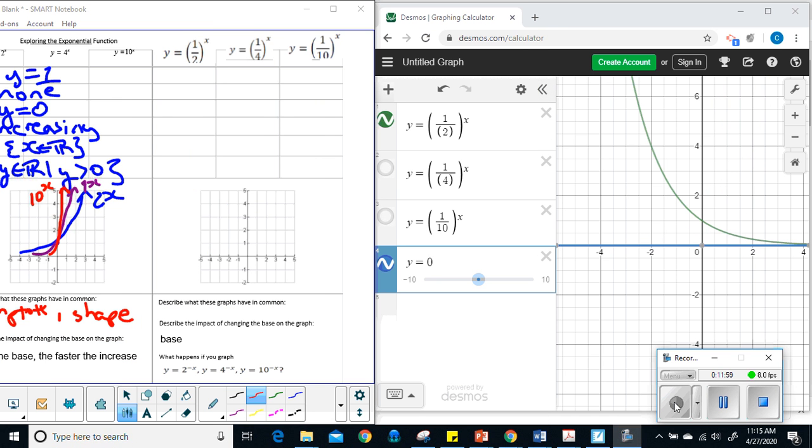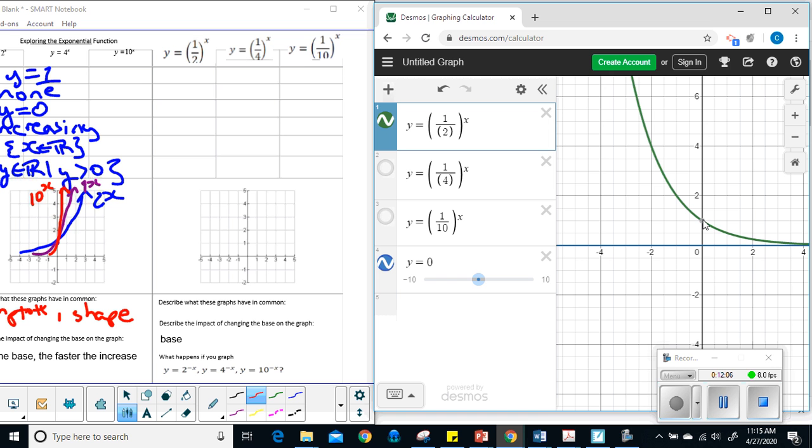Now let's see what happens when I turn my base into a fraction. Here I have 1/2 to the x. It's still going through the y-intercept of 0, 1, but now we are decreasing. My asymptote is still in place. Let's see what happens when I have 1/4 to the x. Oh, now it's steeper. And if I have 1/10 to the x, oh, it's steeper still. So let's write some of this down. My y-intercept for these is still equal to 1.